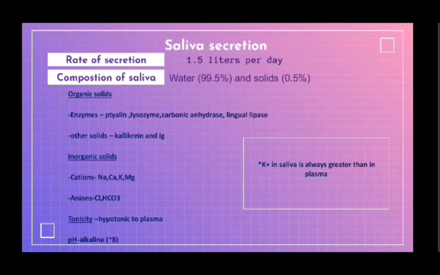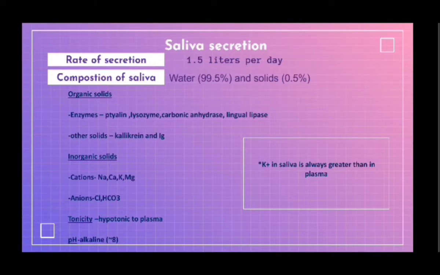Salivary secretion. The rate of salivary secretion is 1.5 liters per day and the composition includes 99.5% of water and 0.5% of solids. The solids consist of organic as well as inorganic solids.